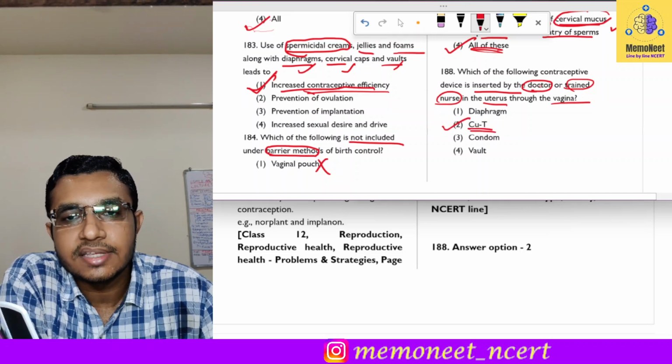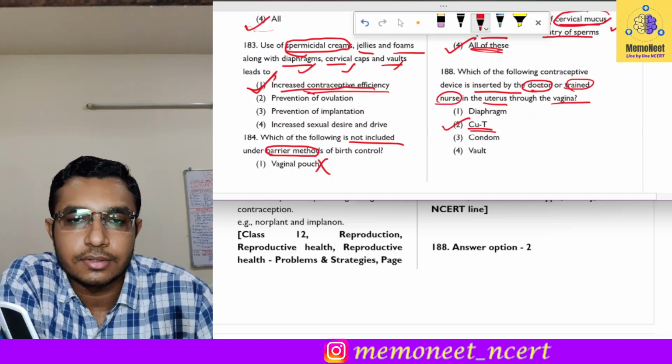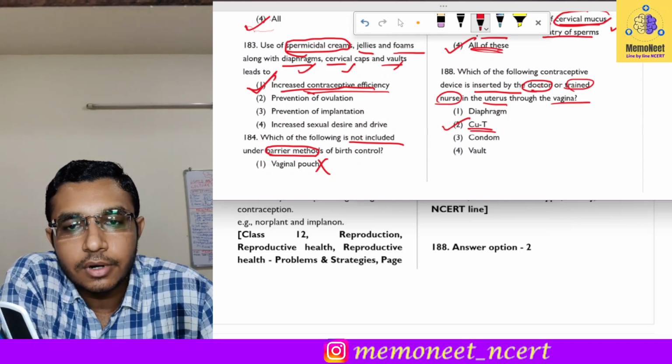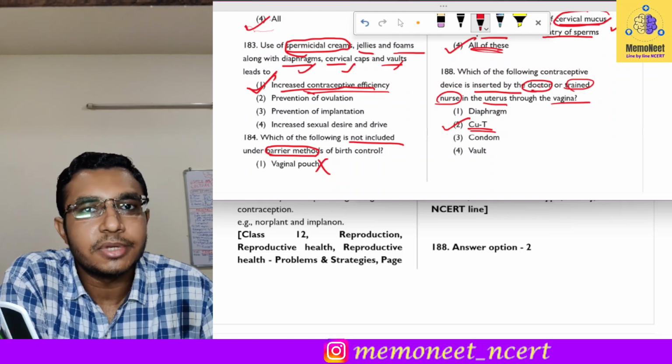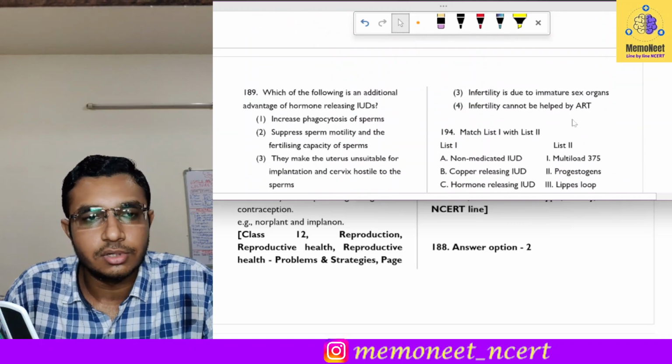So copper T is an intrauterine device which is inserted by a doctor or a trained nurse. Okay, otherwise the diaphragm, condom and vault can be used by the patient themselves. Okay, so the correct answer of this question is option 2.